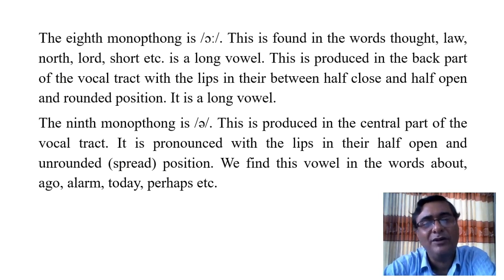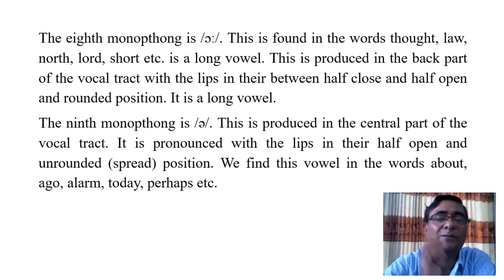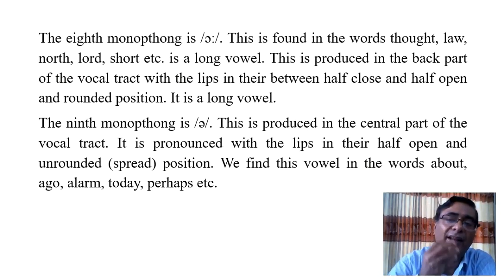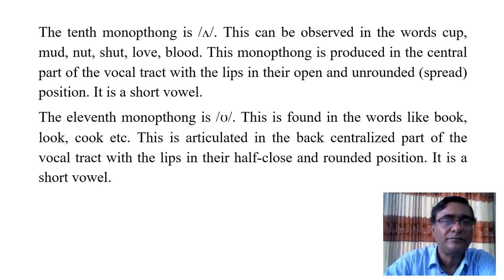This is tough, but just try to memorize, and don't laugh or smile. Now this is produced in the central part of the vocal tract, and it originates in the central part of the vocal tract. It is produced with the lips in their half open and unrounded position, perhaps. So lips are not round, and it's in half open position. It's not fully open, and the lips are spread.